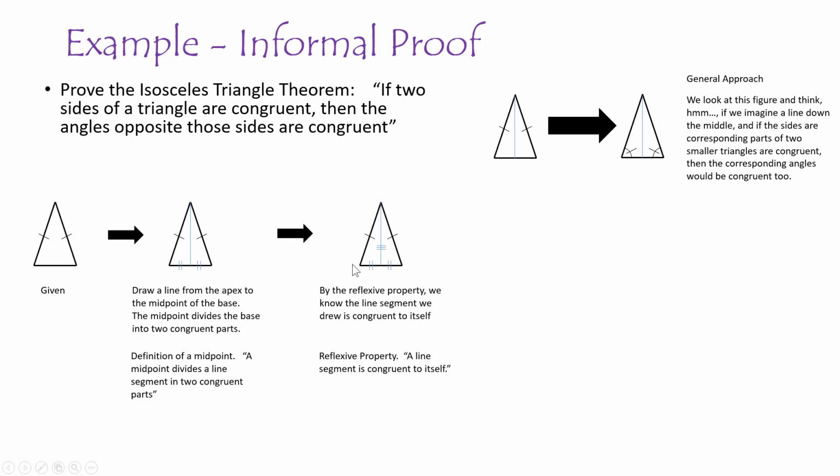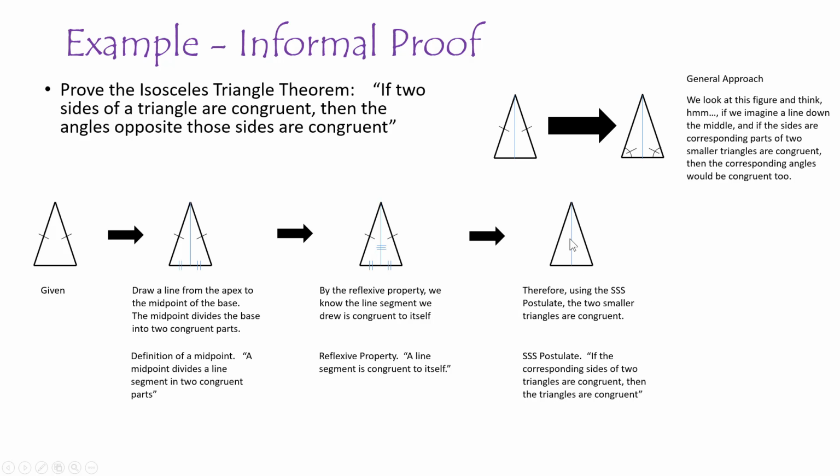And then we also know that the line we drew is equal to itself. It could be used in both these triangles. And so using the reflexive property, you know the line segment is congruent to itself, and there's the statement of the reflexive property. Now, if you look at this, you see we know the corresponding pairs of sides are all congruent. These two sides are congruent, these two sides are congruent, and the line itself is congruent to itself. So we can use the side postulate to say that these two halves of the triangle are congruent. And there's the side postulate.